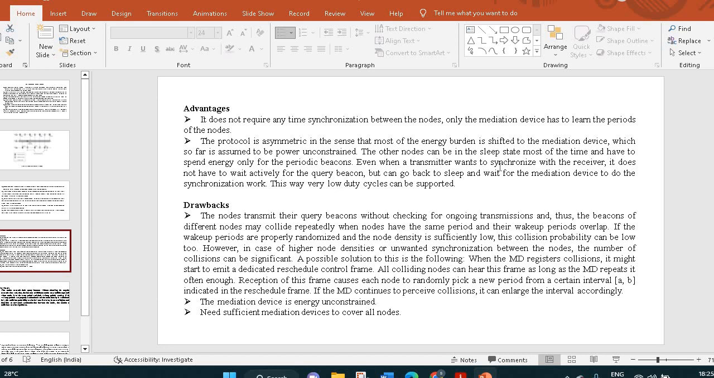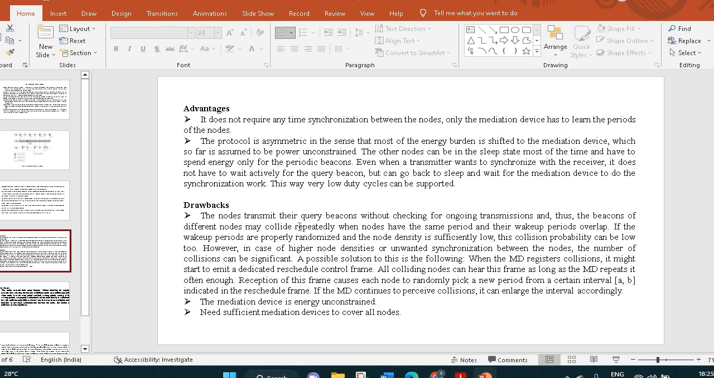The other nodes can be in the sleep state most of the time and have to spend energy only for the periodic beacons. Even when the transmitter wants to synchronize with the receiver, it does not have to wait actively for the query beacon, but can go back to sleep and wait for the mediation device to do the synchronization. This way, very low duty cycles can be supported.